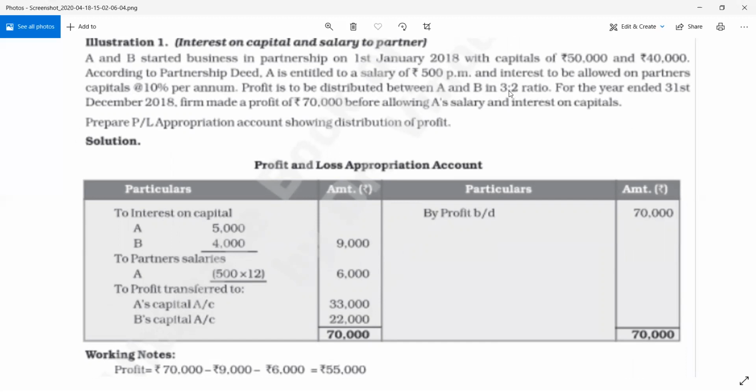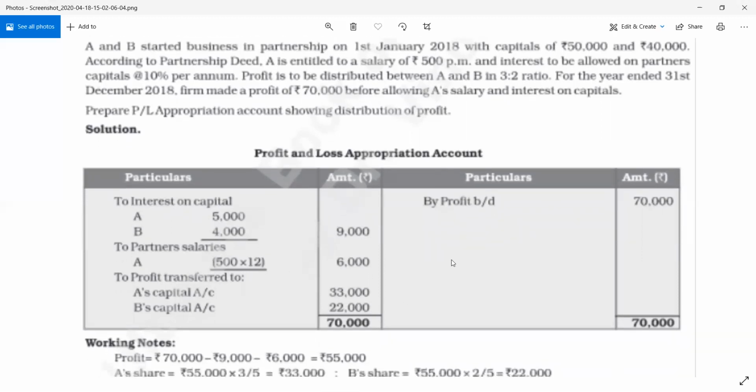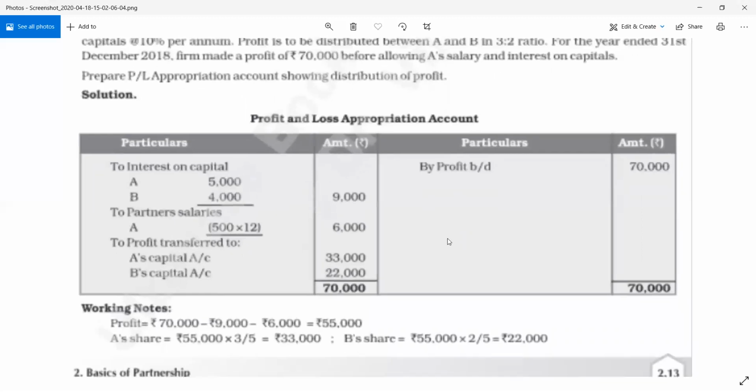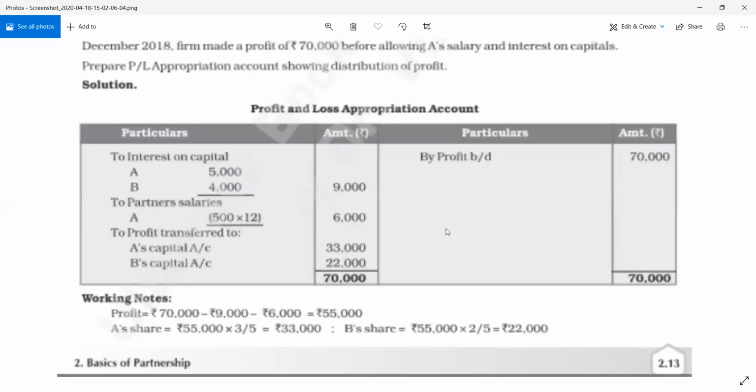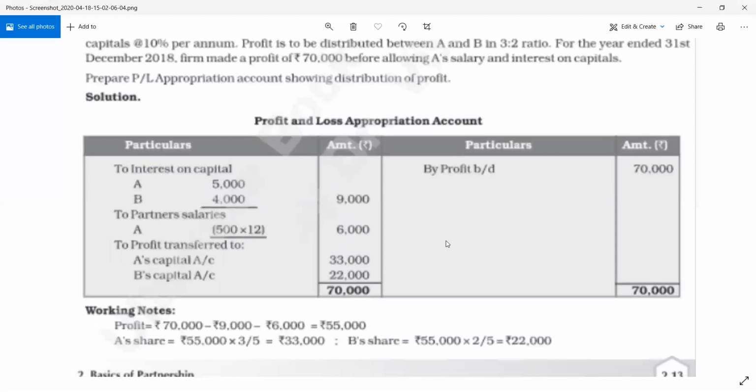So कैसे होगा? 3:2 मतलब 55,000 into 3 by 5, so it comes 33,000, and 55,000 into 2 by 5, it comes 22,000. So this is how the profit is distributed among the partners. Okay, just showing you the working note here. I hope all of you have understood this part.